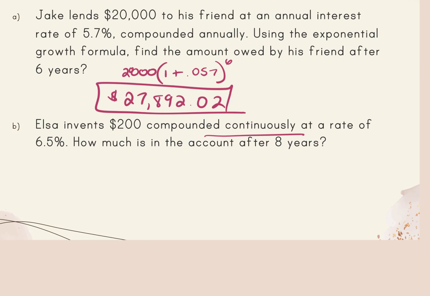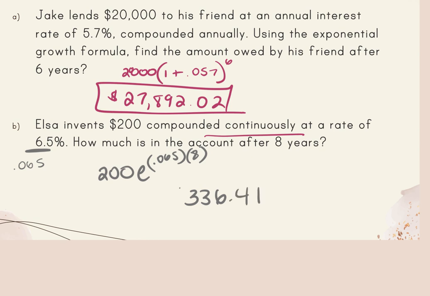Elsa invests $200 compounded continuously. So what do we use for continuous compounding? Pert. So this would be the principal, which is 200 times e to the r, which is the rate here, 0.065, times the amount of years, which is 8. So 200, God bless you, e is above the ln, 0.065 times 8. $336.41.